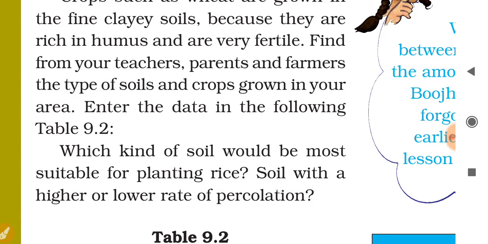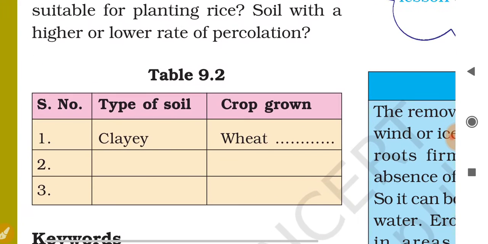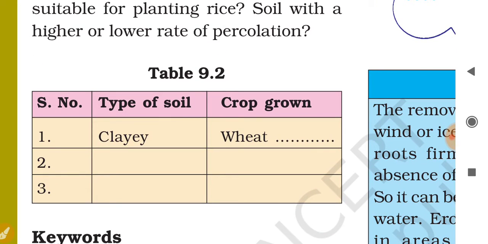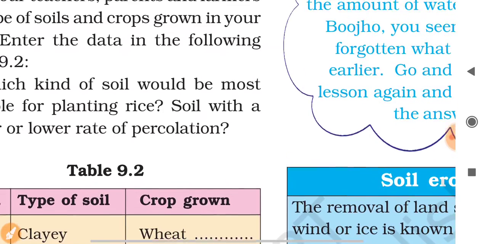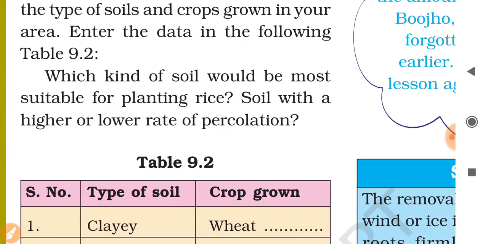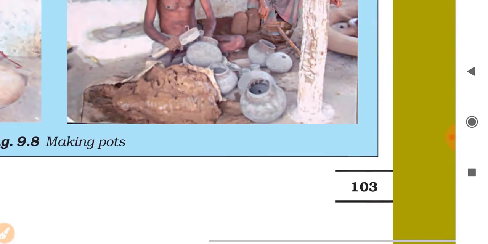Okay, enter the data in the following table 9.2. Which kind of soil would be most suitable for planting rice? Okay, as you read earlier in this chapter, a hint is also given, so you can write very easily which type of crop is grown in your area. And soil which has a higher percolation rate.